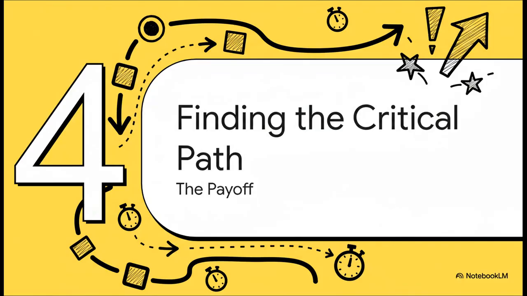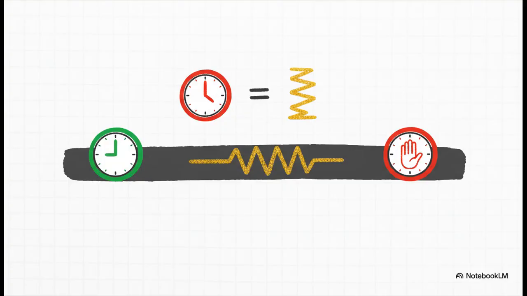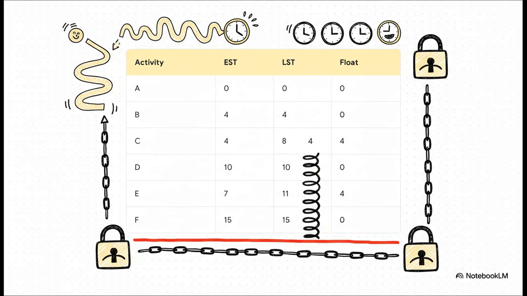Whew! Okay, we've done the heavy lifting with the forward and backward passes. Now for the really cool part, the payoff. We get to use all these numbers to find the single most important path in this entire project. And we do that by calculating something called float. Float is like gold dust to a project manager. It's the buffer, the spare time. And the best part? The formula is incredibly simple. You just take the latest start time and subtract the earliest start time. That's it.